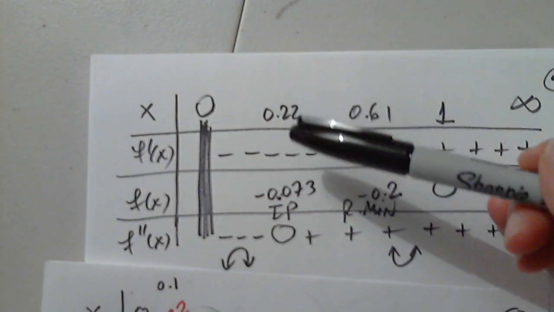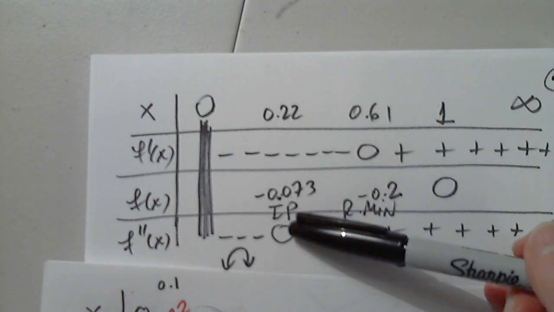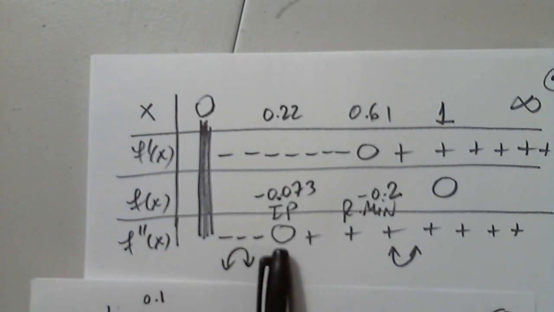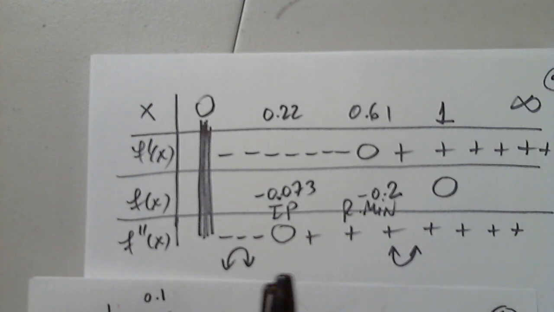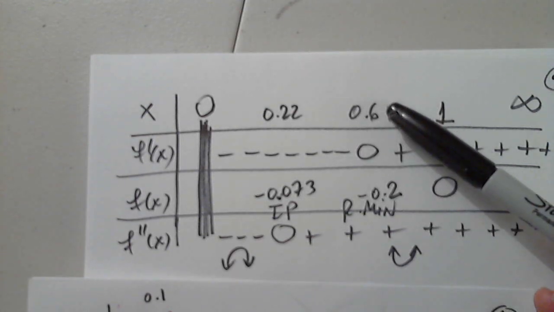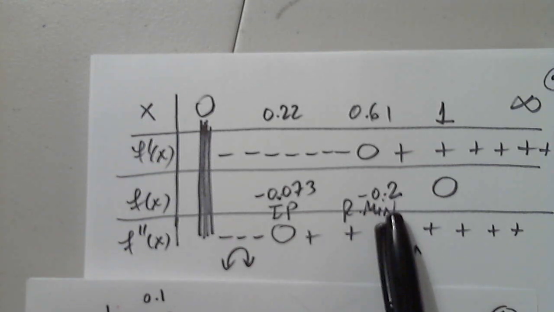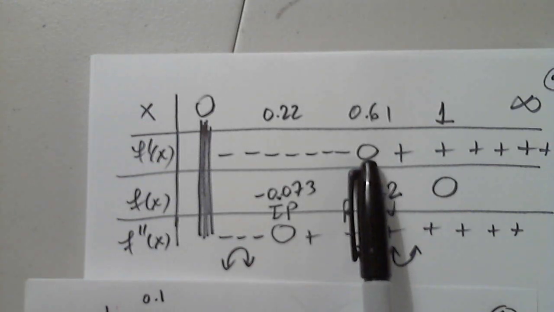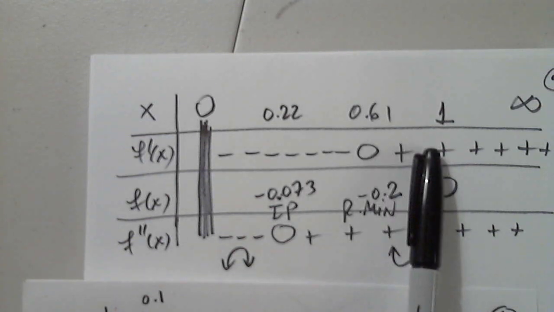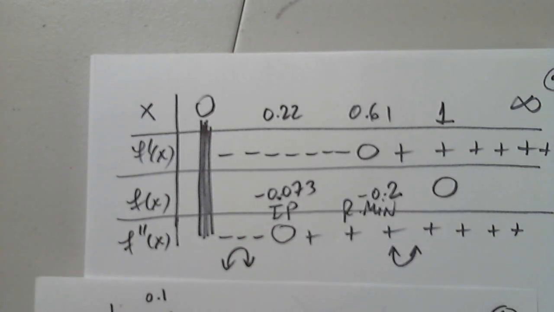So this point goes with 0.22. I mean, 0.22 comma, this is the inflection point because the second derivative is 0 at this point and changes concavity. 0.61 comma negative 0.2 is a relative minimum because the first derivative is 0 and it changes sign this way. Any questions? So this limit could possibly be 0. We'll see. I will not forget to come back to this when we get to 4.4, I promise.